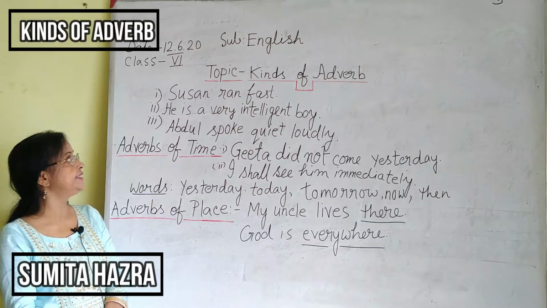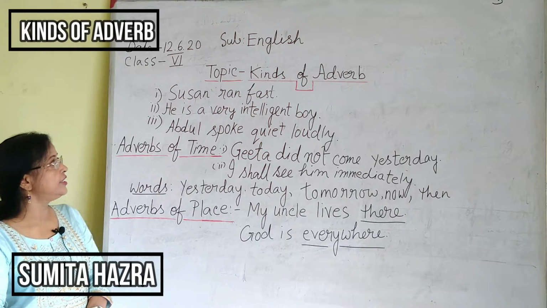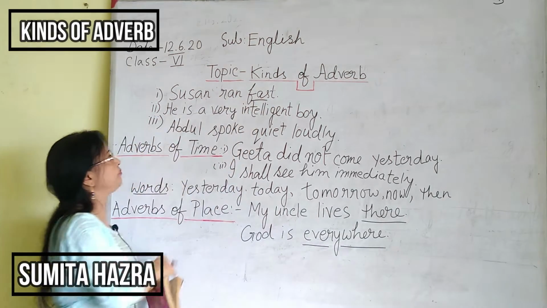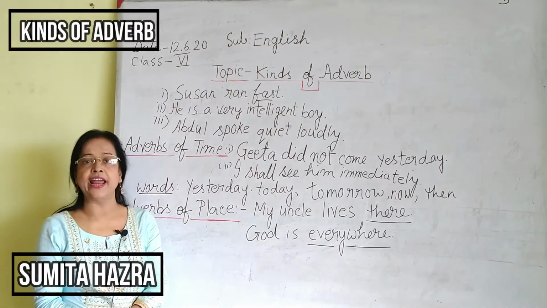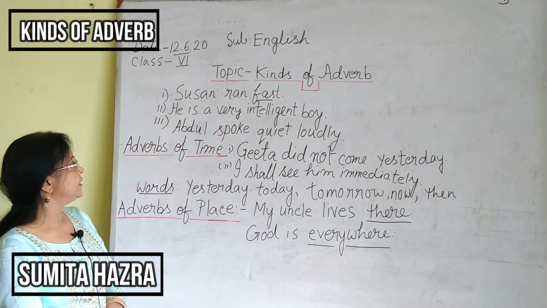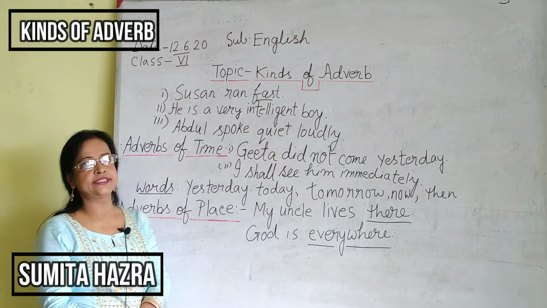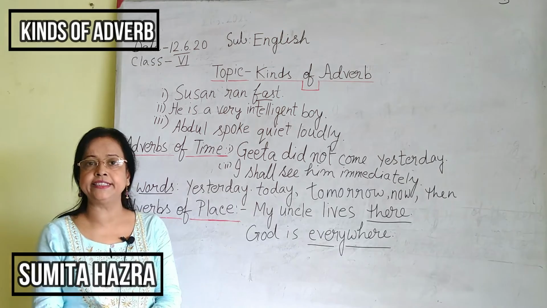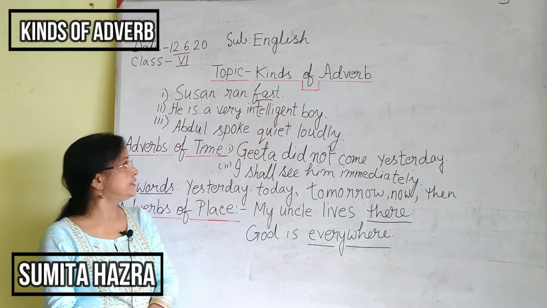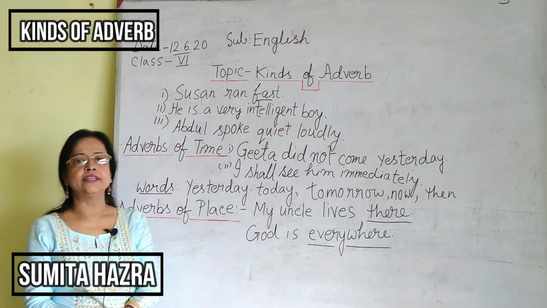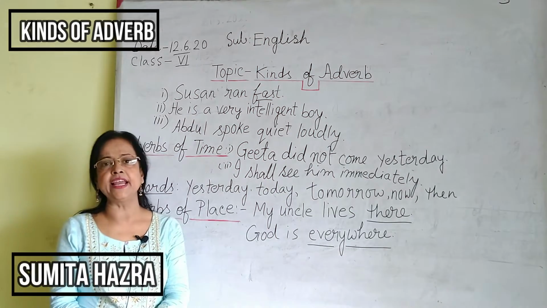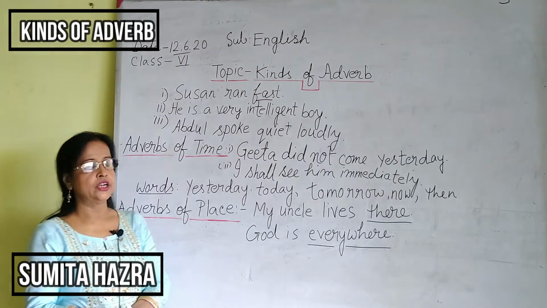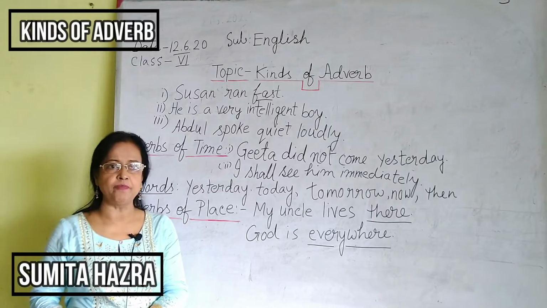In the first sentence, the word fast tells about the verb ran. How Shushan ran. In the second sentence, intelligent is an adjective and very tells about the adjective intelligent. In the third sentence, the word quite tells something about the word loudly. Loudly is an adverb. So, what is an adverb?